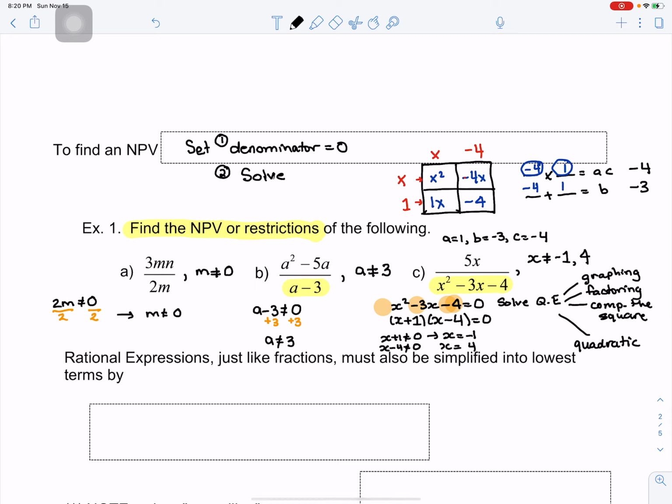So if you want to come back and put all of these as not equals, as you're thinking through it, that's fine. Or you can leave it as equal to 0, and then our restrictions at the end would be x is not allowed to equal those values.